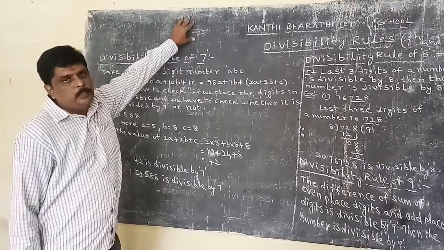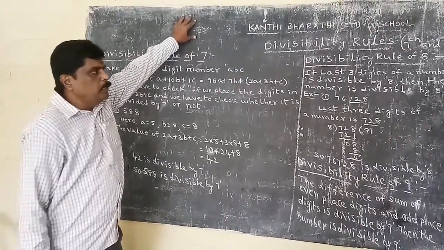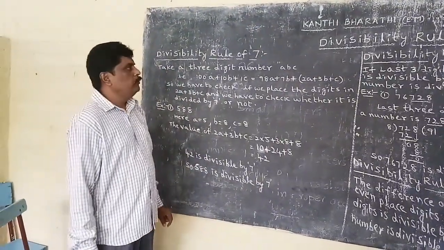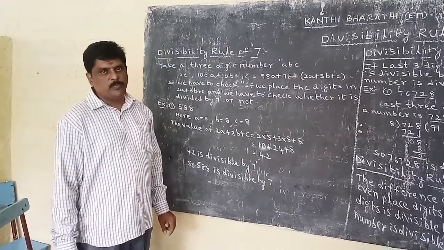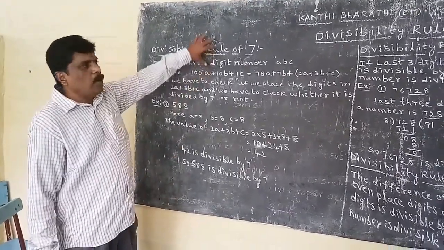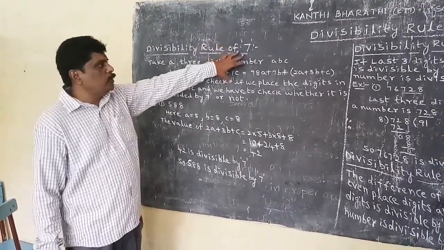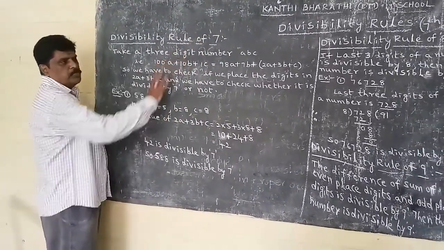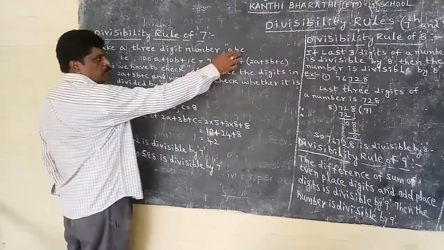We have already learned yesterday about the divisibility rules of 2, 3, 4, 5 and 6. Here we have to learn about the divisibility rule of 7. Take a 3-digit number. Suppose that is ABC.